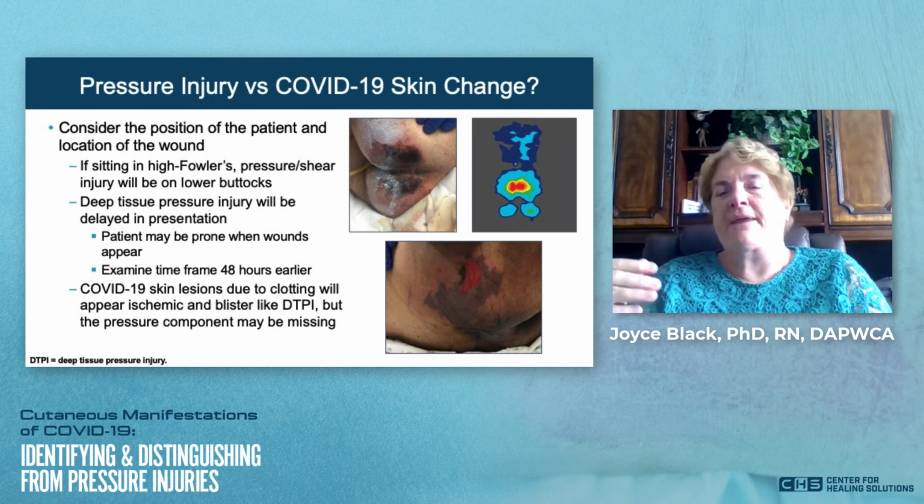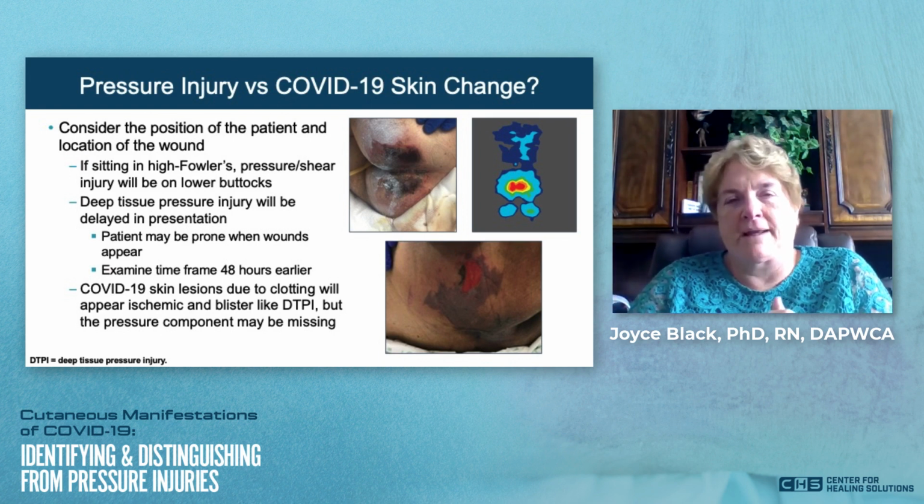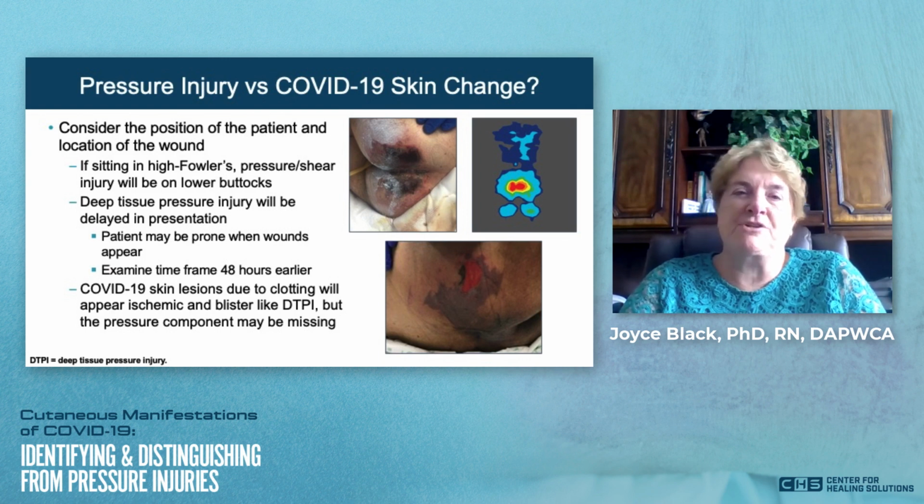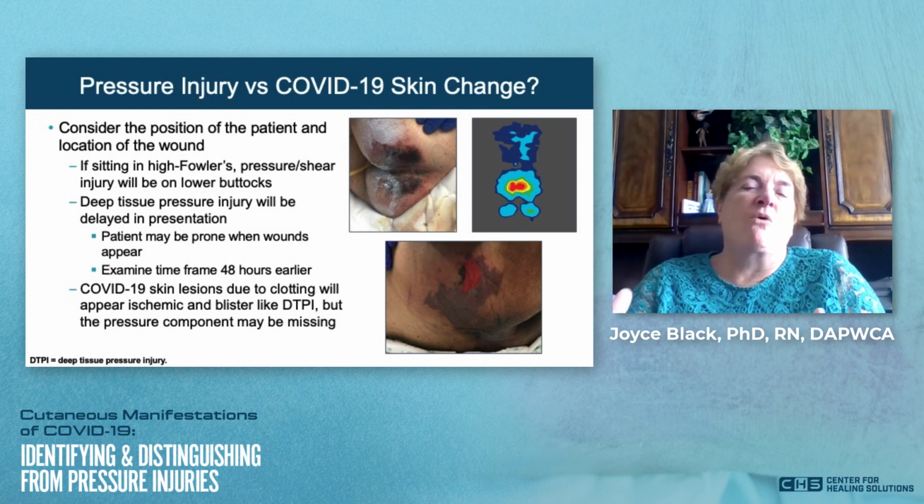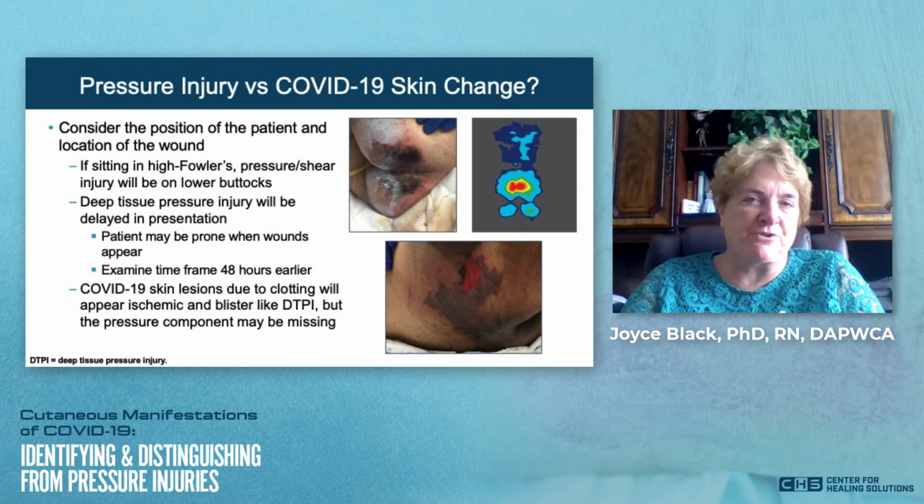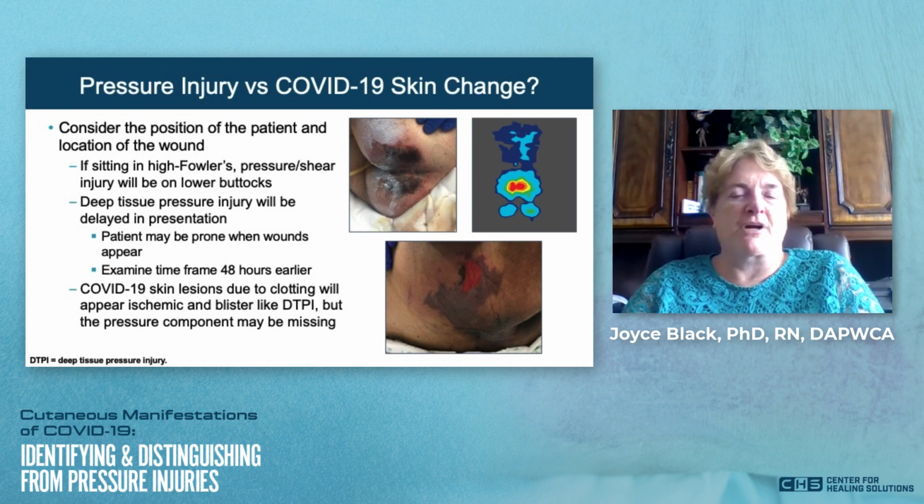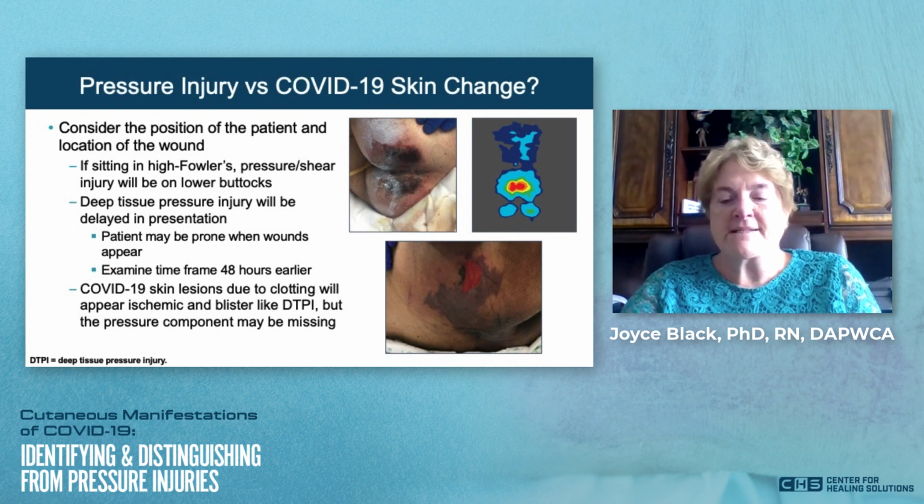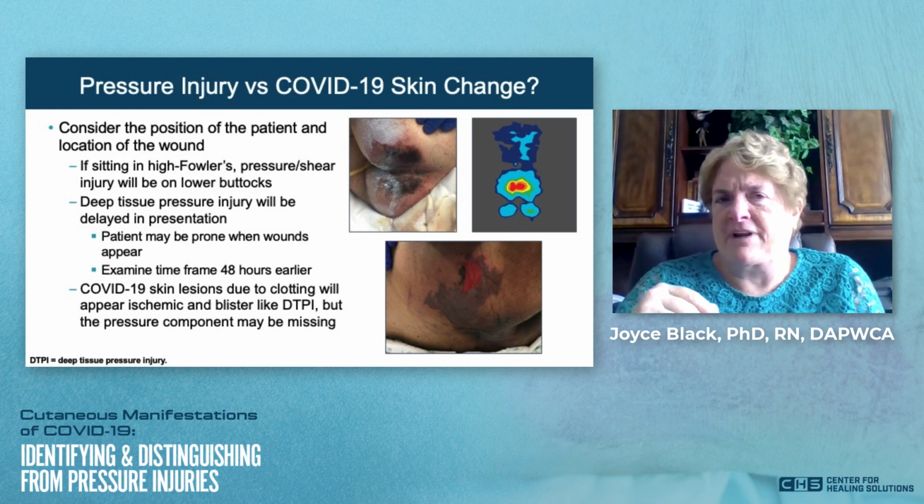The difference with COVID, and you need to stop and think this through, is that these wounds are ischemic and they may blister like deep tissue injury, but they won't have a pressure component. So you'll have two sets of wounds here. You're going to have pure COVID skin lesions and then pressure injuries that occurred in people who were ischemic from COVID-19. Well, that brings up a pretty significant question to me: are they preventable?